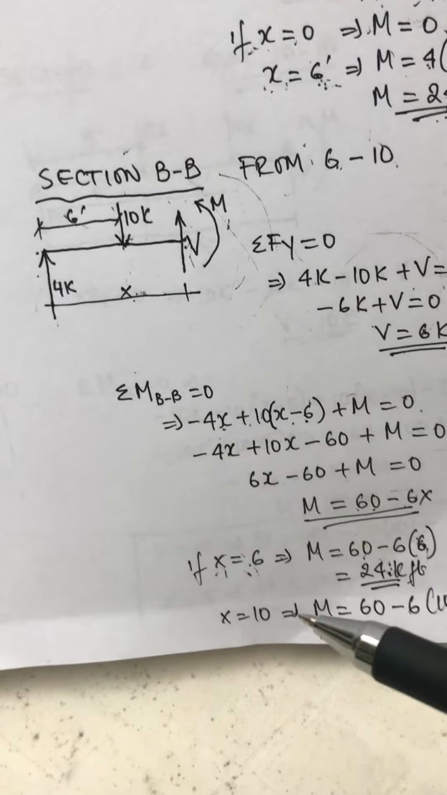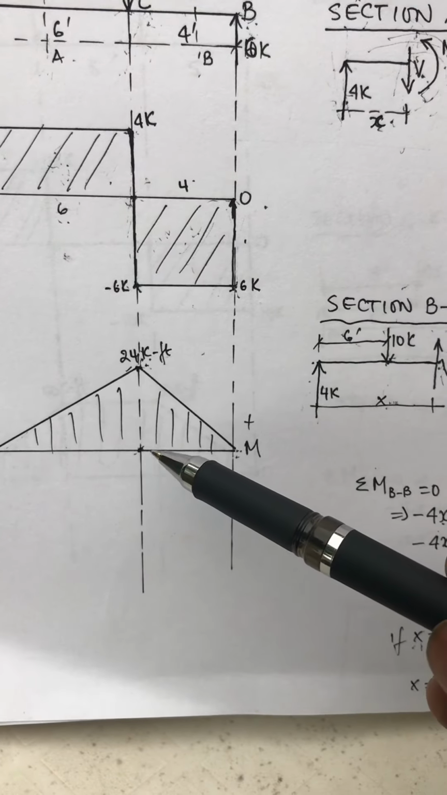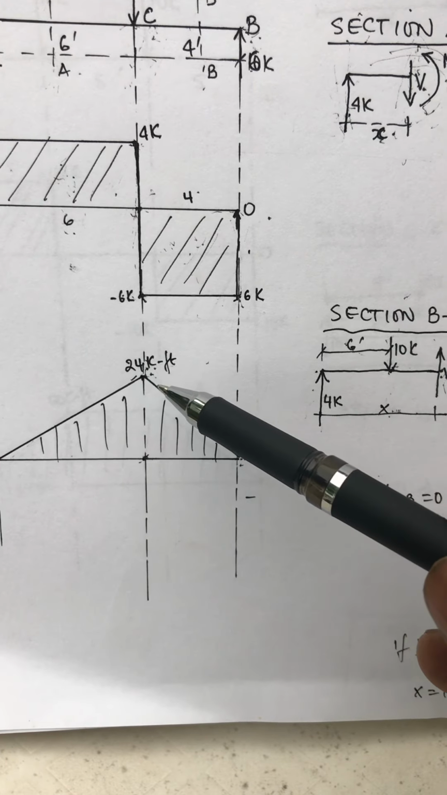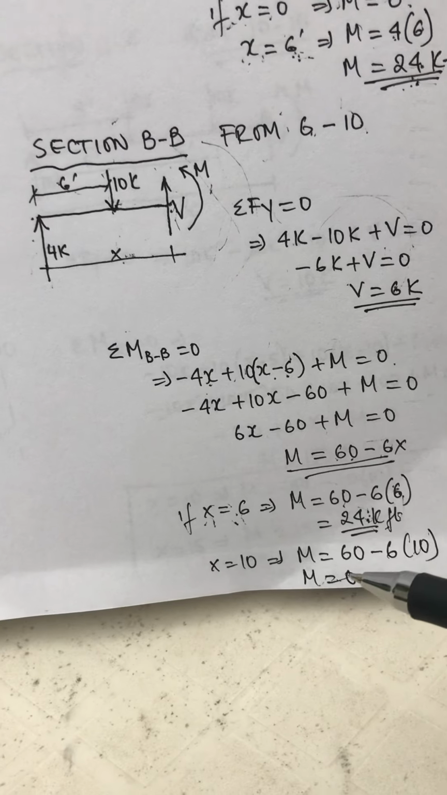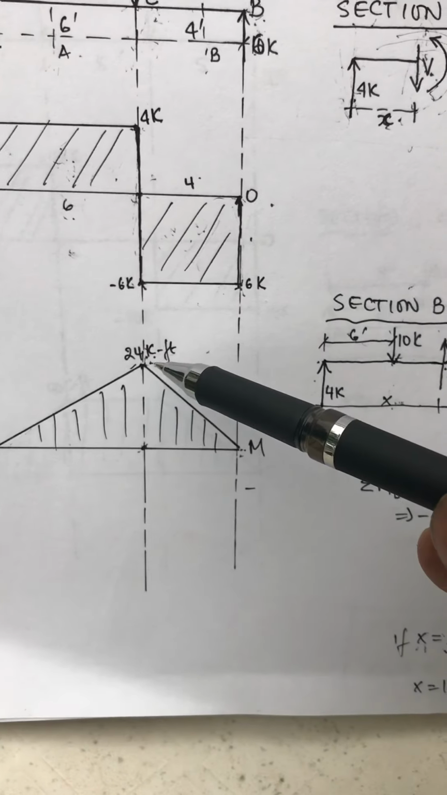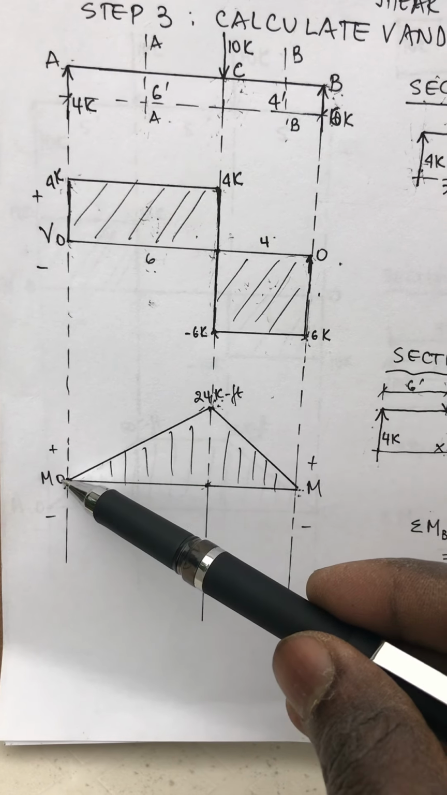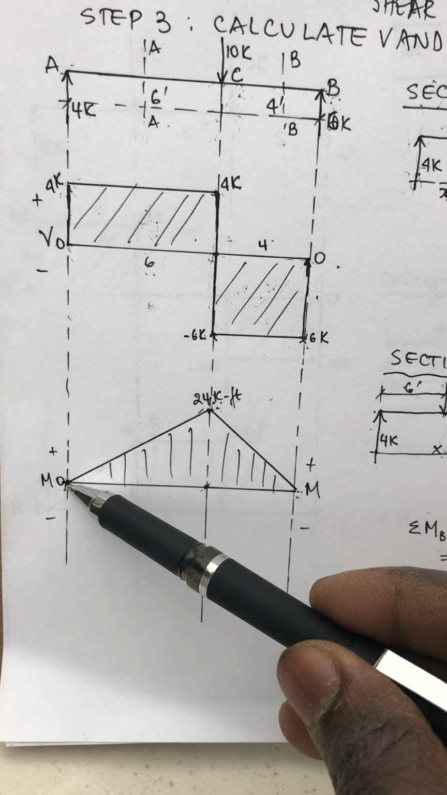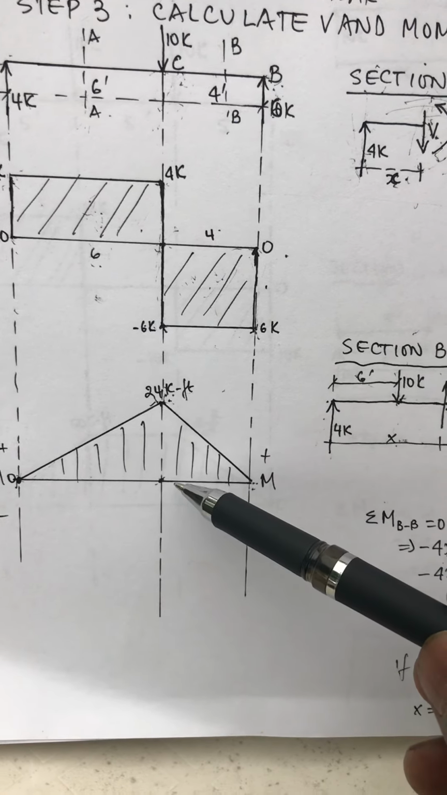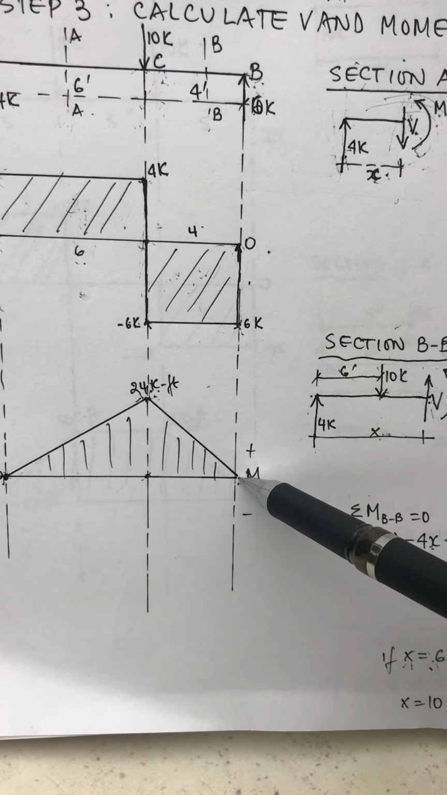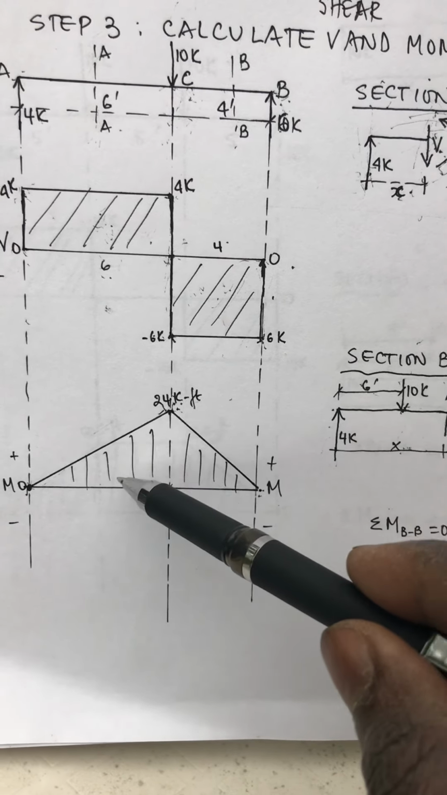And section B is telling me if x is 6, M is 24, and if x is 10, M is 0. That's why from 24, I go back to 0. Okay? So x is 0, M is 0. x is 6, M is 24. And x is 10, M is 0. That's why I go 0, 24, and 0. That's how I get my moment diagram.